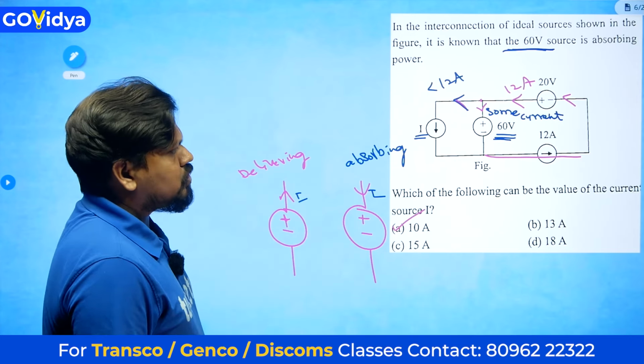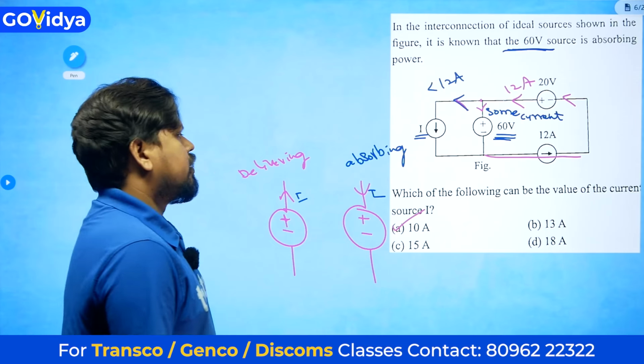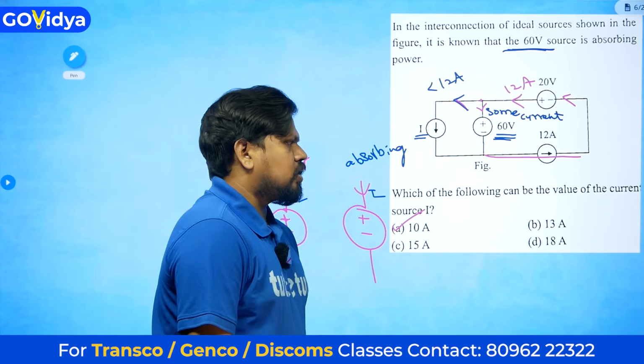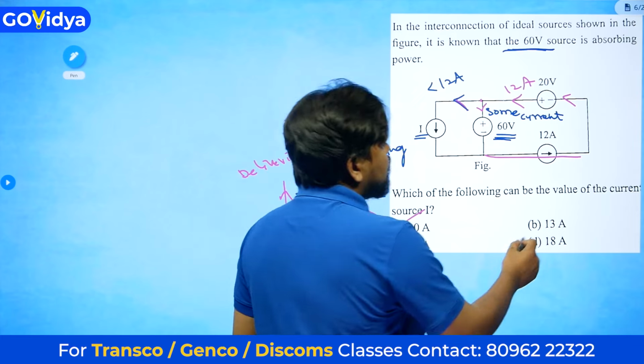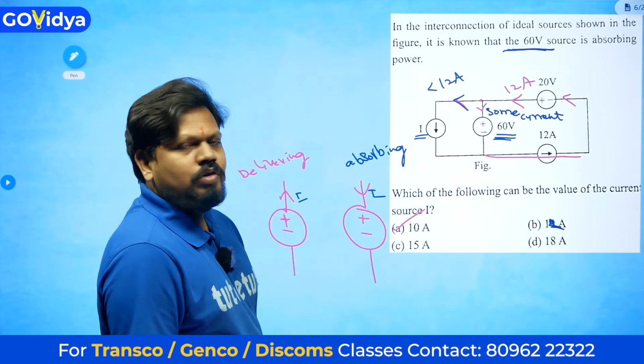If you see the options, then you can get 10 amperes. Otherwise, you may miss this question. So 10 amperes will be the correct answer. For example, if 12 amperes is also there, then also 10 amperes only is correct here.